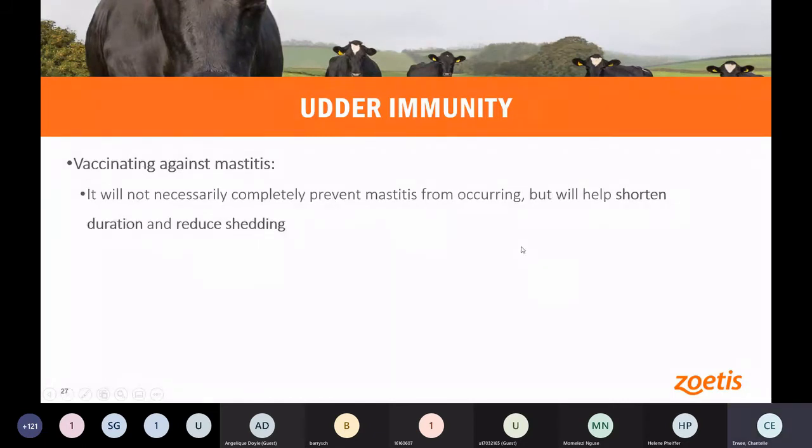Unfortunately, most vaccines against mastitis pathogens will not necessarily give a long-lasting immunity, and it won't necessarily prevent the infection from occurring. But it will help shorten the duration and indirectly, therefore, limit the damage that is done to that outer tissue, and then also reduce shedding. By doing that, it reduces the infection pressure in the environment.